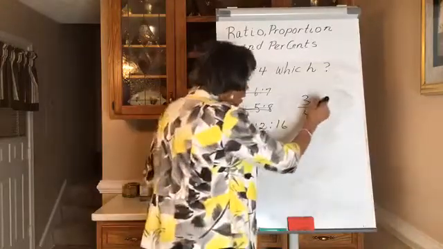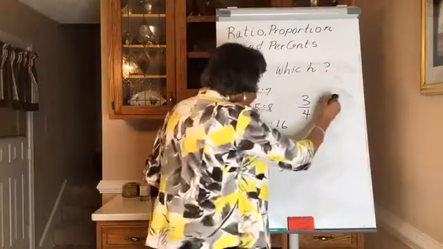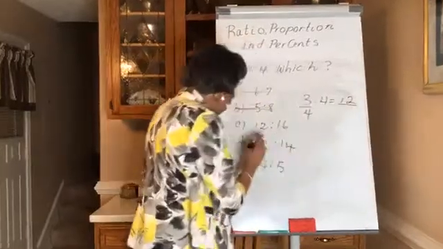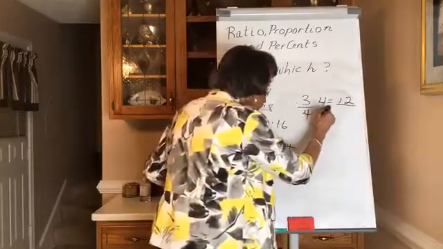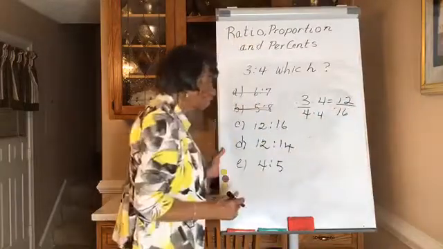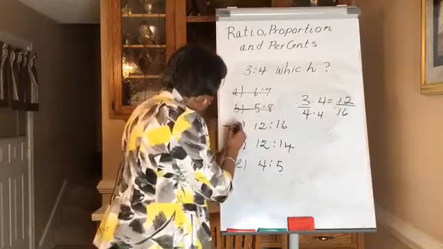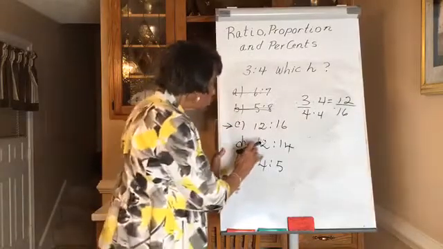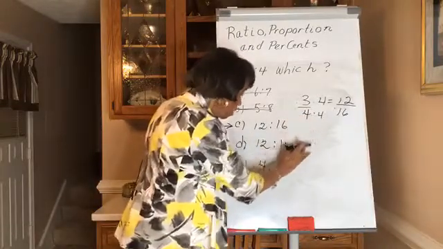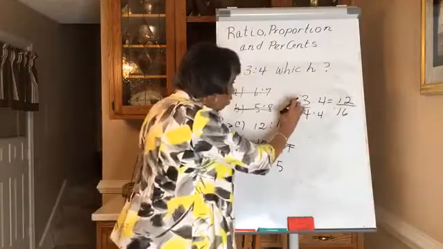Okay, 12 is 4 times 3. And 16 is 4 times 4. So that is correct. But let's see if there are any other answers. Okay, we have 12 to 14. 14 is not a multiple of 4. We have 4 to 5, and 4 is not a multiple of 3.